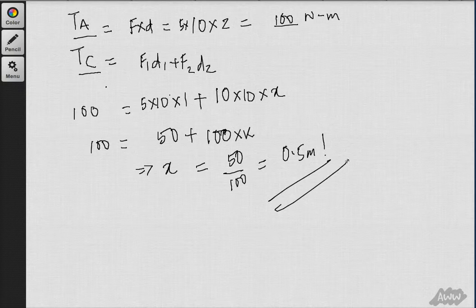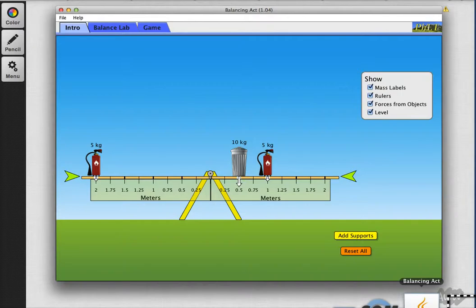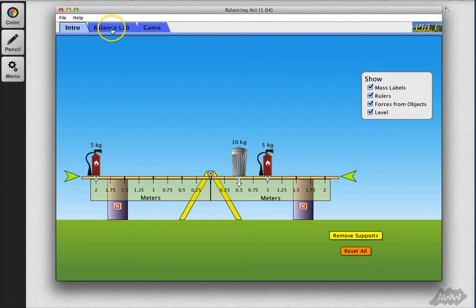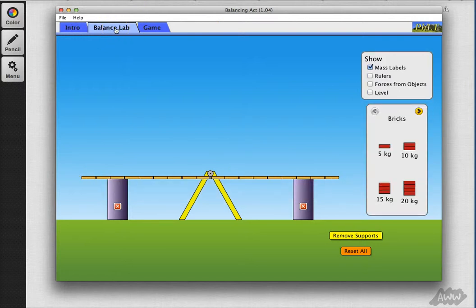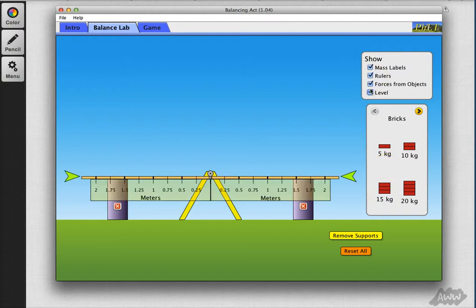So now let's see what happens in another case. Okay, and let me add the supports back. I'm going to use for this the Balance Lab tab, which is identical, except that we use weights instead of fire extinguishers and garbage bins and so on. Yeah, so I'm going to check all these four. So we have your setup.